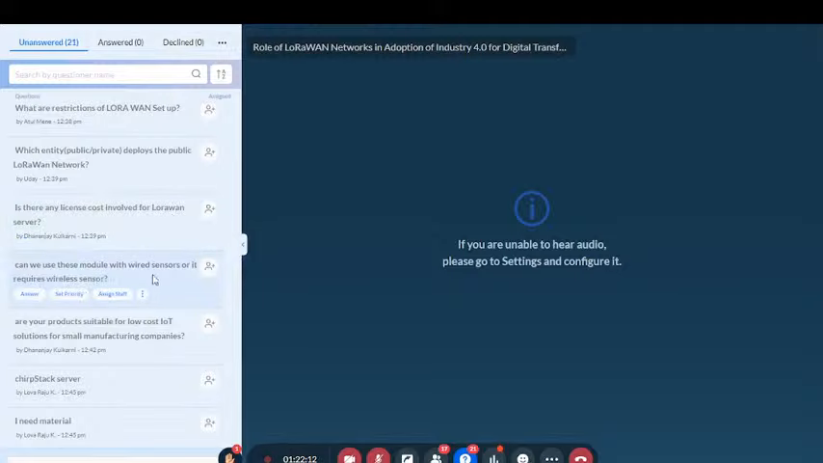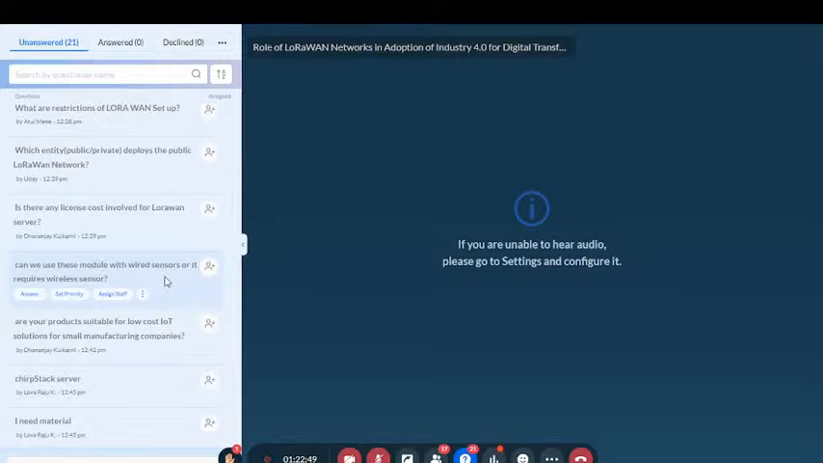Can we use these modules with wired sensors, or is a wireless sensor required? No, the end node does not require a wireless sensor, because we can connect our traditional sensors. If a sensor sends digital data in a 0 1 format, or analog data like traditional industrial sensors, 4 to 20 milliamp and 0 to 10 volt sensors. We can also connect sensors ranging from millivolt sensors to thermocouples and RTDs.